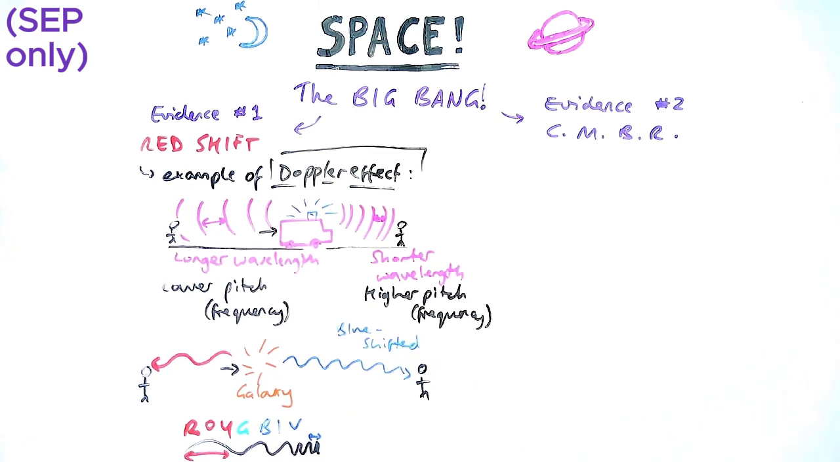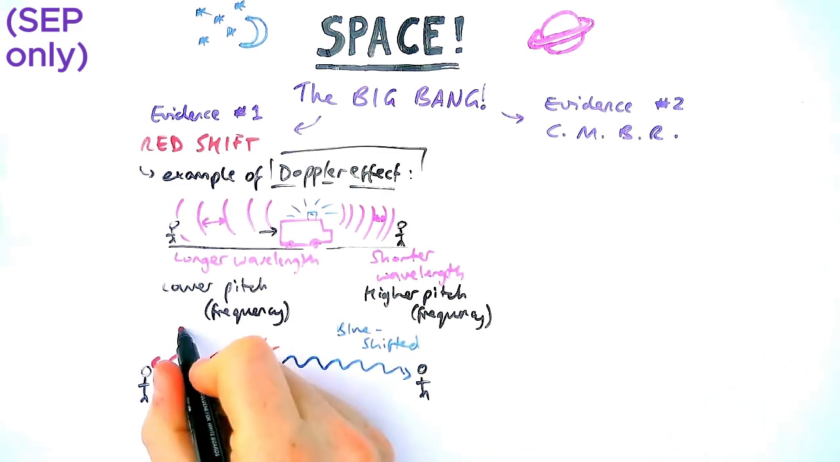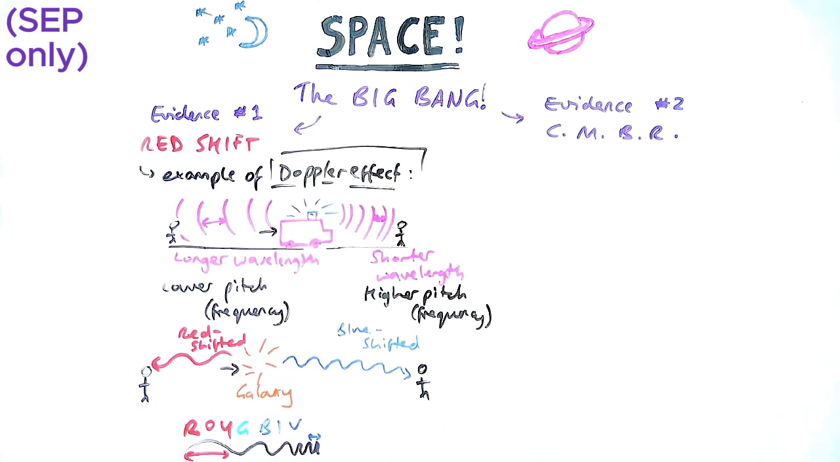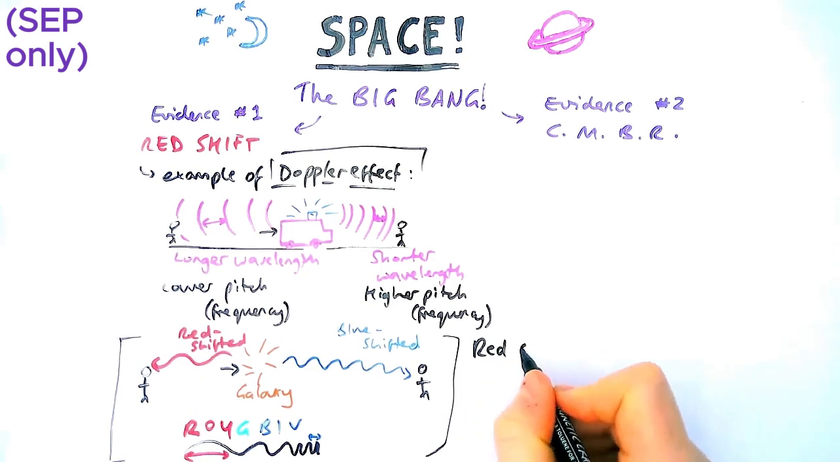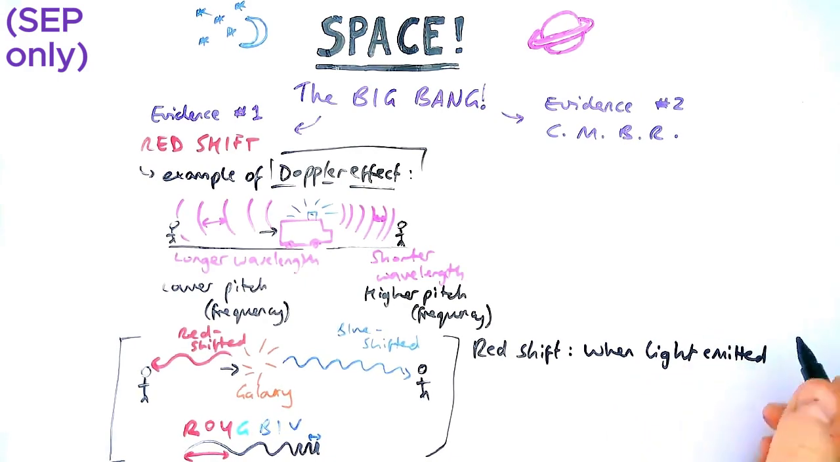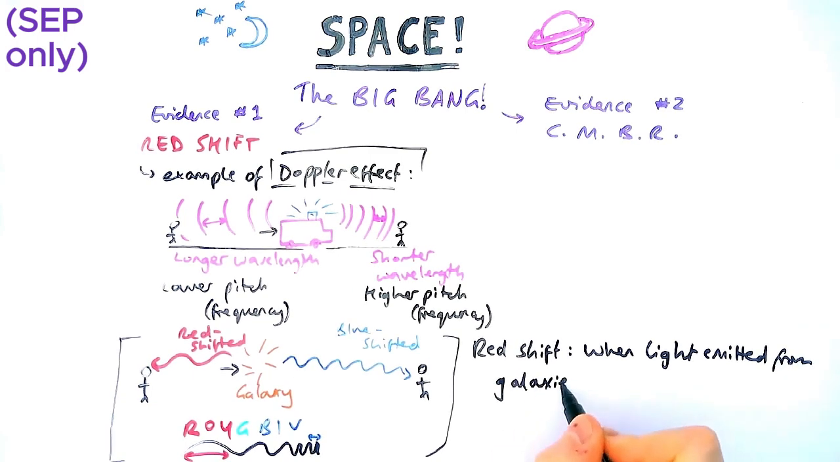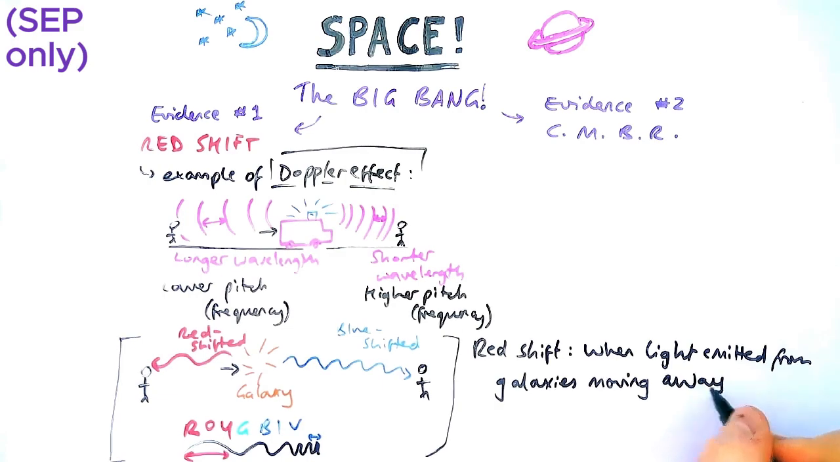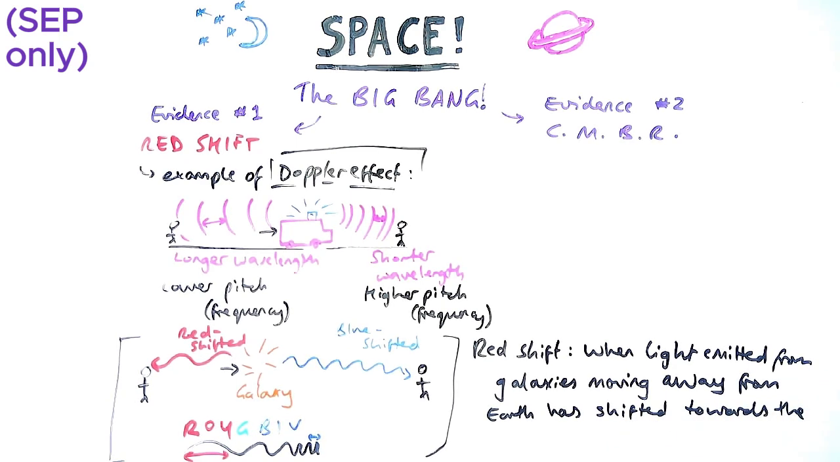And if it's travelling towards you, it's what's called blue shifted, which means the wavelength has decreased, so it is more blue shifted. Now, why is this important? Why is this good to know? Well, let's get a definition down for redshift first, and then we'll look at the consequences of what we observe. How you describe it in an exam is: redshift is when light emitted from a galaxy, so not stars, definitely not planets, but galaxies, because they're really far away, that's what we can see, that are moving away from Earth, has shifted towards the red end of the spectrum.